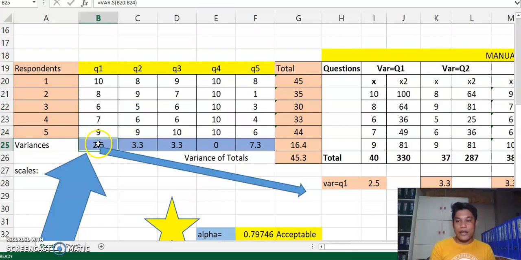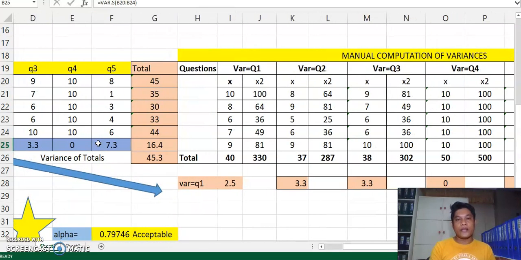And how do we get the variance manually? We are going to consider that each response is x. So example, 10 is x, another x is 8. It's from the responses. And you have to get the square of x. So what will happen if 10 is squared? So 10 times 10 is 100. So you finish squaring all the data here, you will have the x squared.